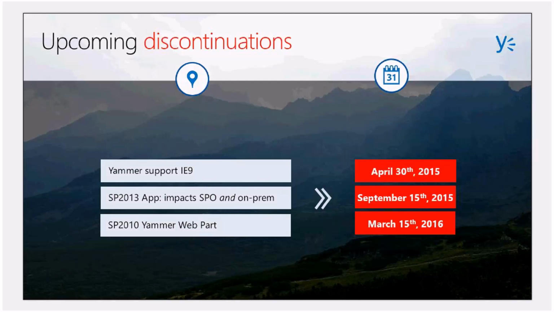And finally, we have some discontinuations. If you haven't seen these, this is something to note for those of you who have customers. So the IE9 support is going to end at the end of this month. And we also are discontinuing support for the SharePoint 2013 app, Yammer app for SharePoint. This impacts both SharePoint Online and on premises. And that will no longer be supported, as in will stop working, on September 15th of 2015. And also that Yammer SharePoint 2010 web part is going to be discontinued as well. And so you have a lot more time on that. That's March 15th of 2016.